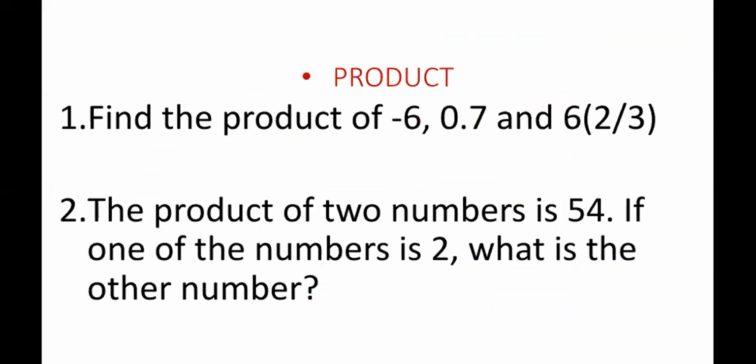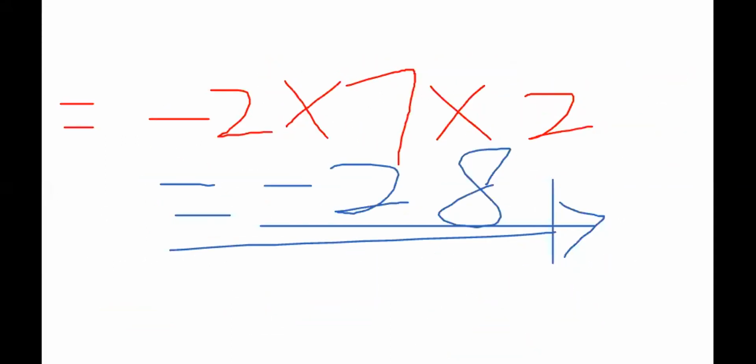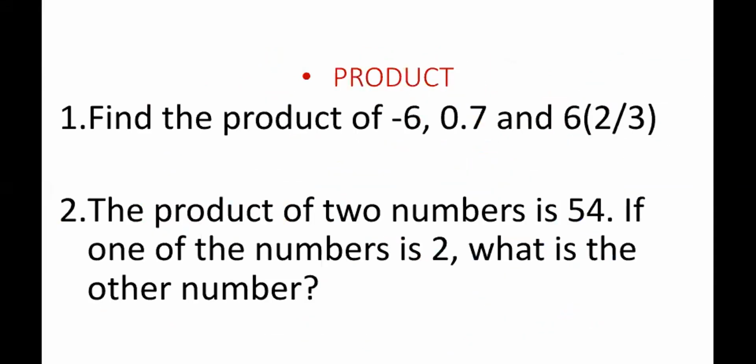Okay. The next question says the product of two numbers is 54. I told you that mathematics is always simple, but you don't understand the expression, and that's what we are doing here. This is an English expression, so you need to transform that English expression to mathematical statements, to a mathematical expression or equation.